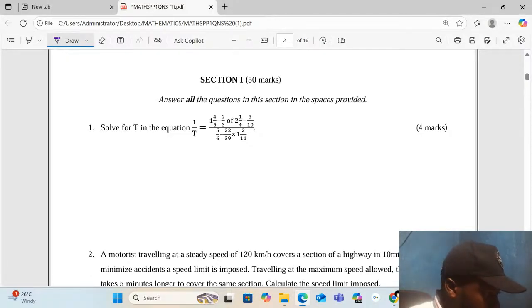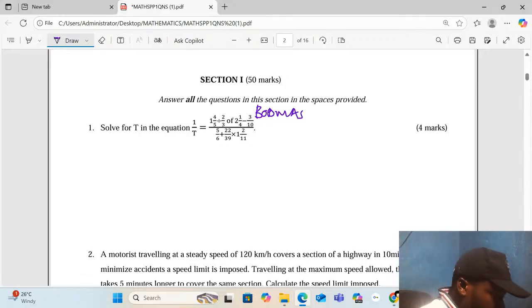So we can see the first question. You solve for t in the given equation 1 over t, and as you can see, that is a question trying to test us on what we all know, BODMAS. So we shall start with the numerator. We can start working out the numerator.